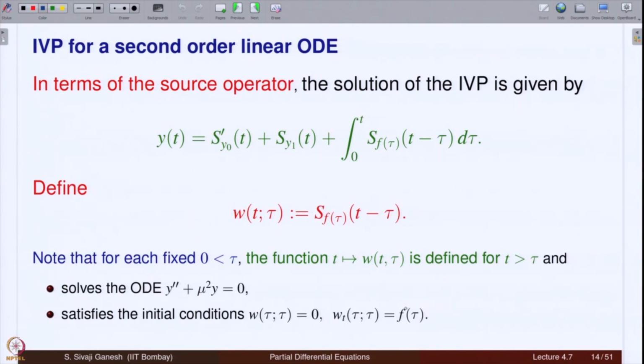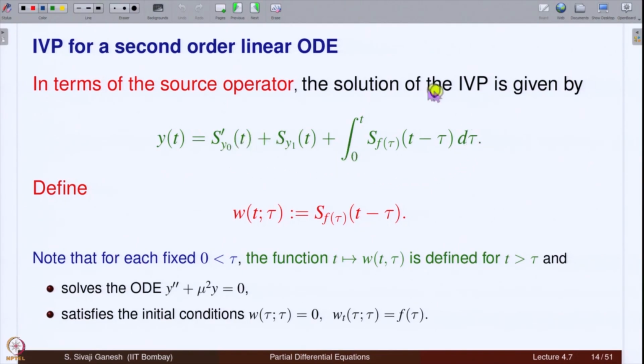Now, if you observe the first two terms, the sum of the first two terms is a solution to the homogeneous ordinary differential equation, and the Cauchy data is satisfied, that is y(0) = y0, y'(0) = y1 is satisfied.